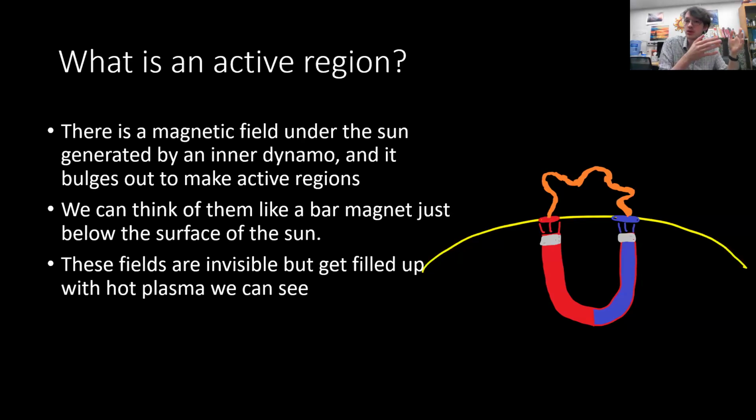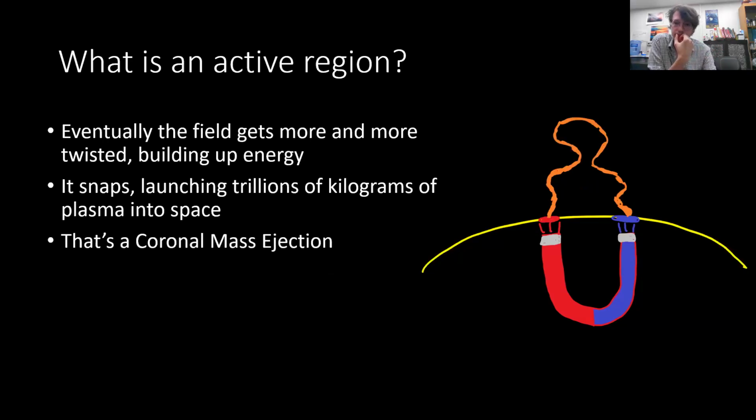So we have to use that visible signature to try to figure out where the magnetic field is. Remember, this field was twisted, but does it look twisted or does it just look wavy? This is hard.